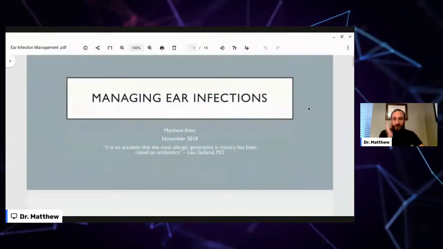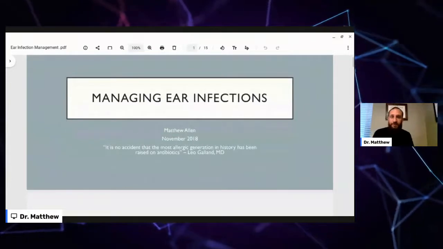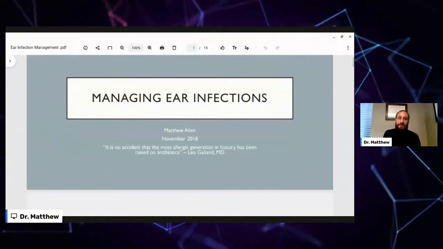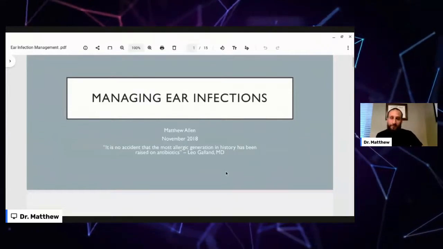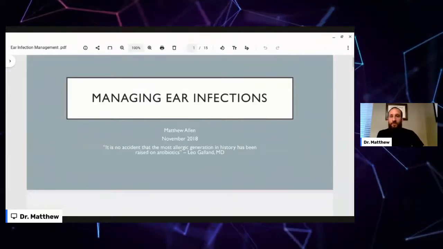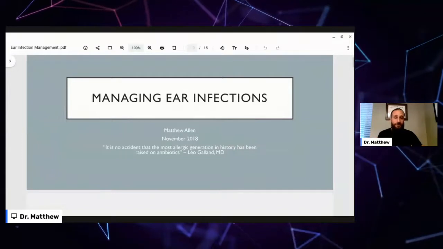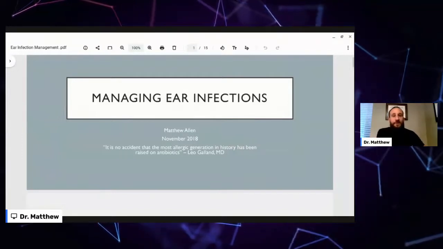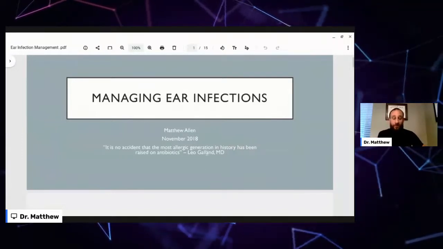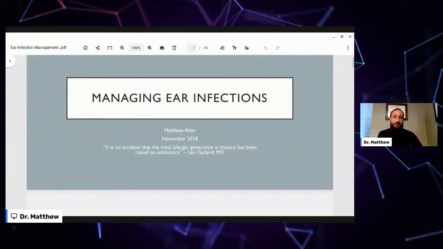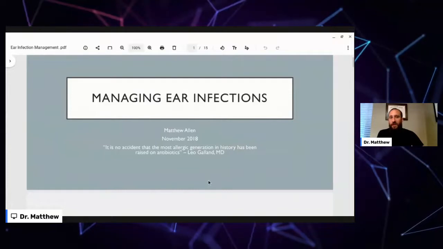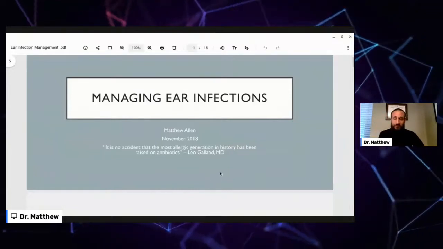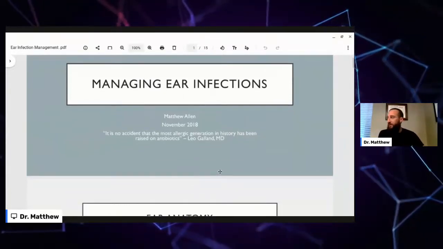So it's no accident the most allergic generation in history has been raised on antibiotics. This is an MD, Leo Galland, who said this. And often that's the first go-to that many people have for ear infections. Many MDs say here's an antibiotic, but there is a downfall of that. One is if the ear infection is viral, then an antibiotic is pointless. With some of the research that I'll share with you, sometimes the antibiotics are unnecessary.